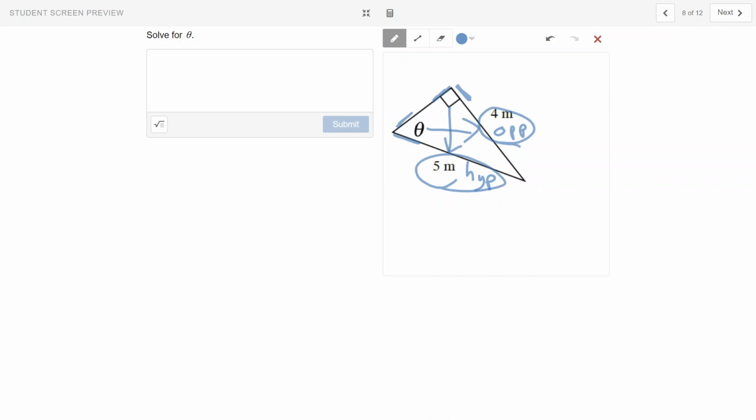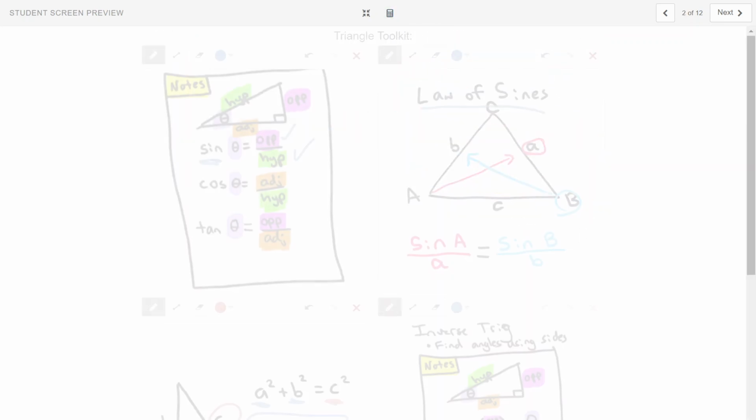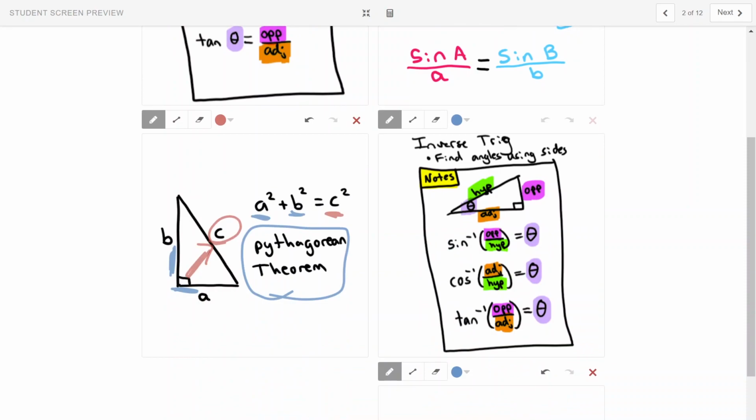So if you haven't memorized it yet, you hop on back to your notes. And you look here. Sine is opposite and hypotenuse. So this will be sine. Cosine is adjacent to hypotenuse, so it's not that. Tangent is opposite and adjacent, so it's not that. Opposite and hypotenuse is only sine. So this will be sine inverse. Type in your fraction, and it'll give us the angle.